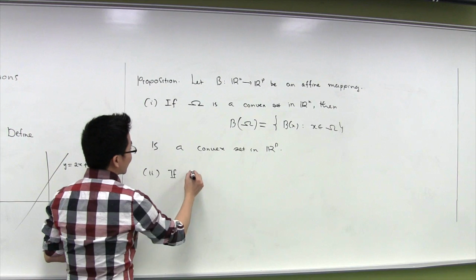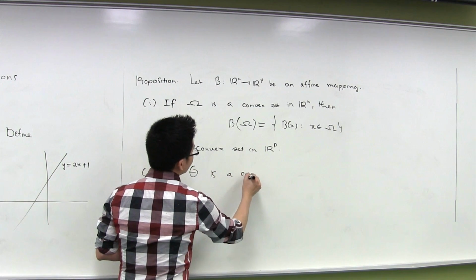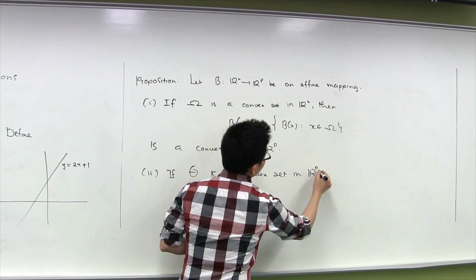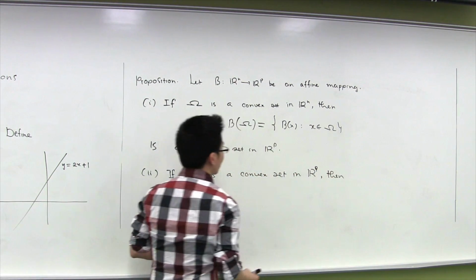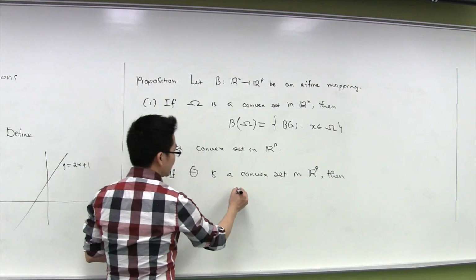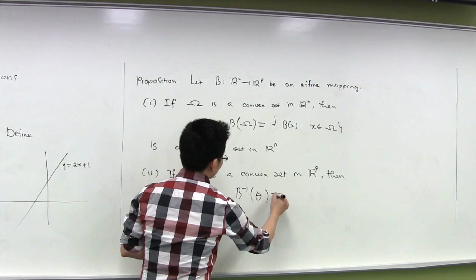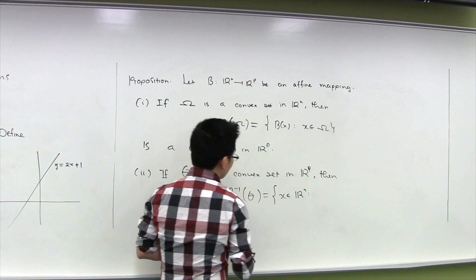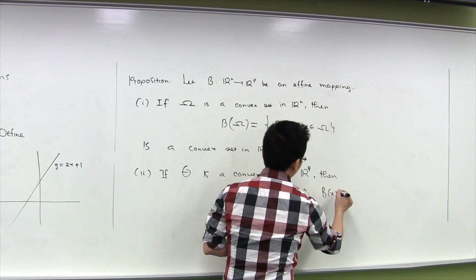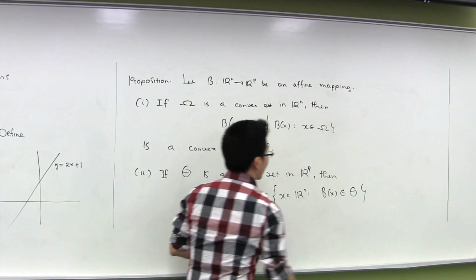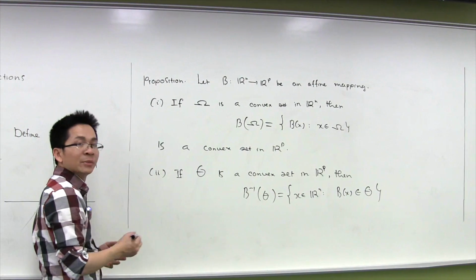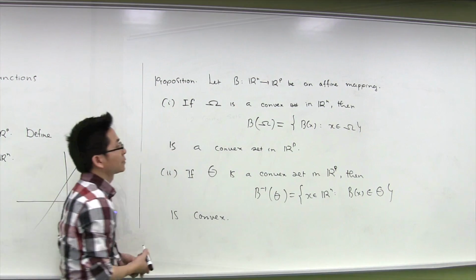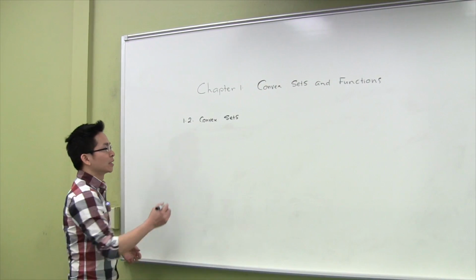And similarly, if theta is a convex set in R^p, then the inverse image of theta by B, defined by the set of all x in R^n such that B(x) belongs to theta, is convex. Now let me give the detailed proof of the proposition.